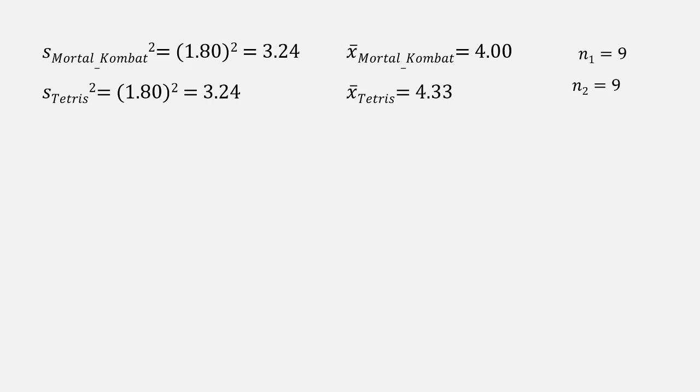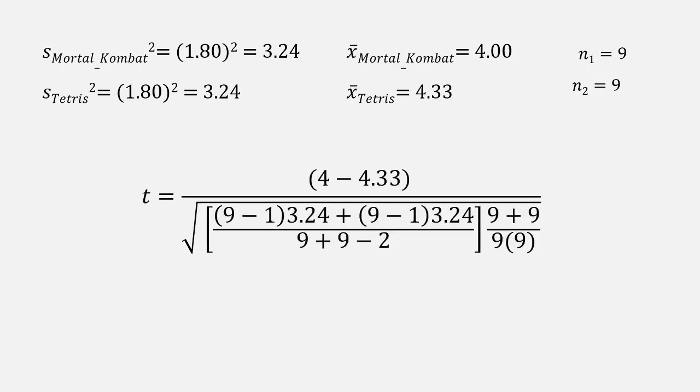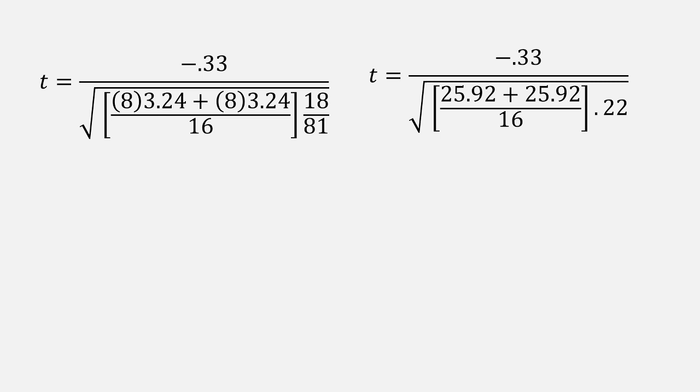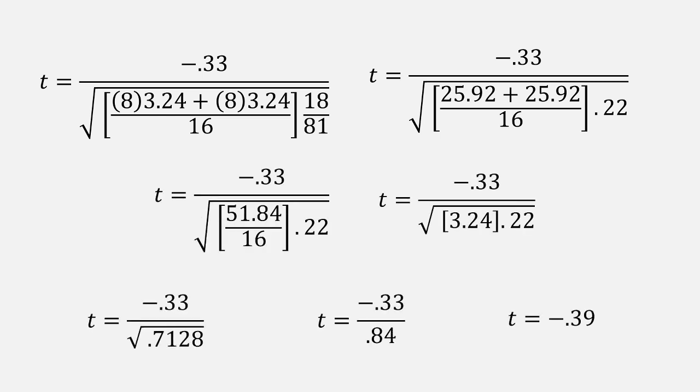You also need to know the number of participants in each group. In this case, there were 9 in the Tetris group, 9 in the Mortal Kombat group. So from there, this is how you would fill in your pre-solved t equation. Then from there, it's about solving it down, and you end up with a t of negative 0.39.